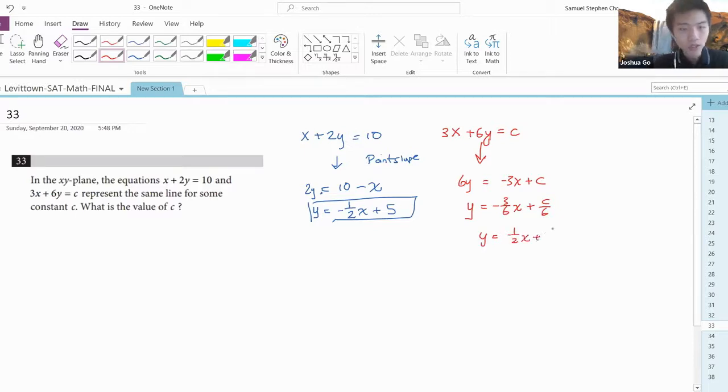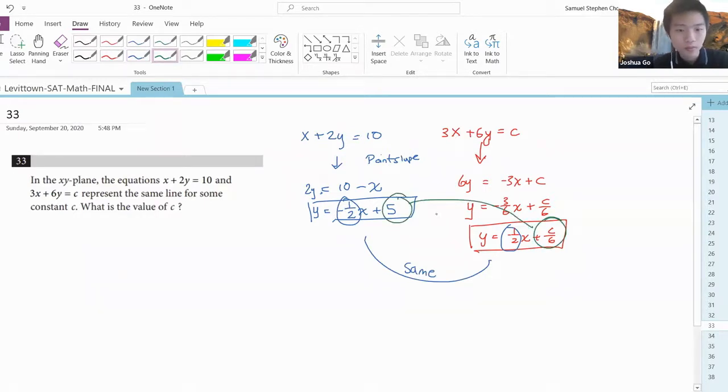So here we can take a look at these two equations that we have, and we can see that their slope is the same, but the only term that's not the same right now is that 5 and that c over 6, and we have to get those equal. So we can quickly set c over 6 equal to 5. And then by multiplying 6 on both sides, we get c equals 30.